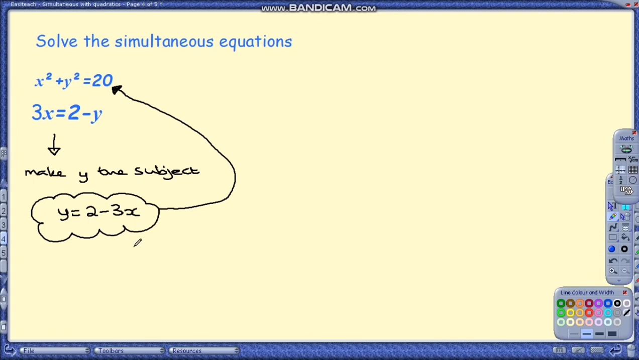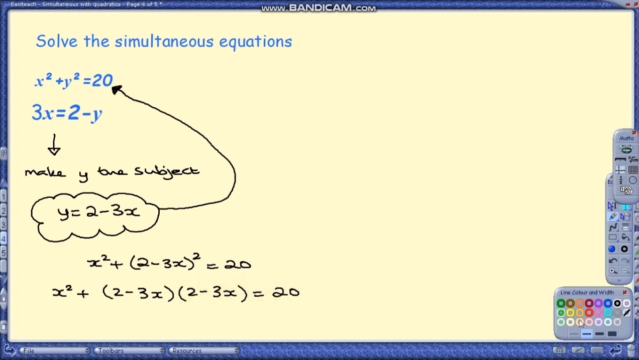So I'm now going to have x squared plus y squared, but what is y? Y is (2 minus 3x) squared equals 20. Again, same thing. I'm going to write (2 minus 3x) and (2 minus 3x), and that's equal to 20. I'm going to expand and simplify, so that's going to give me x squared plus 4 minus 6x minus 6x plus 9x squared is equal to 20.